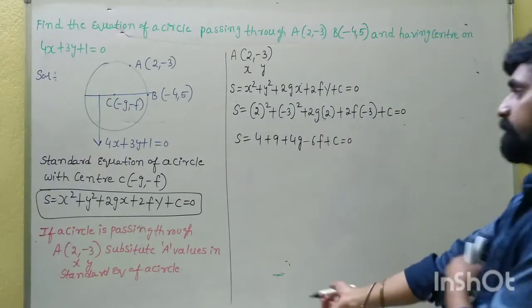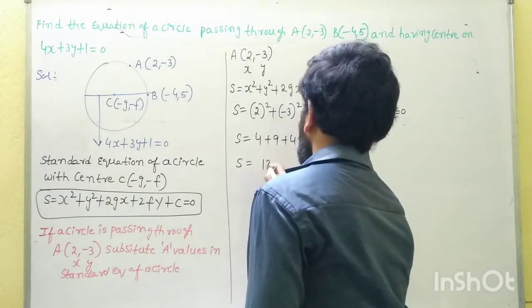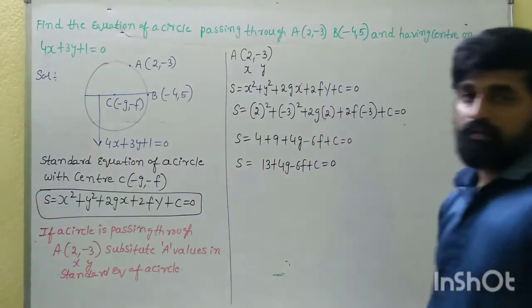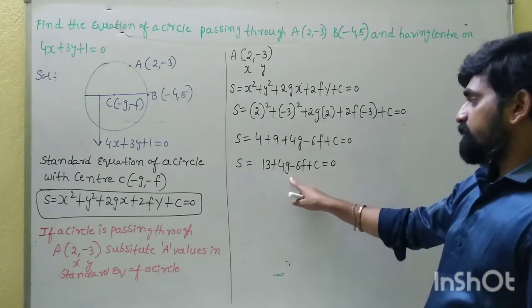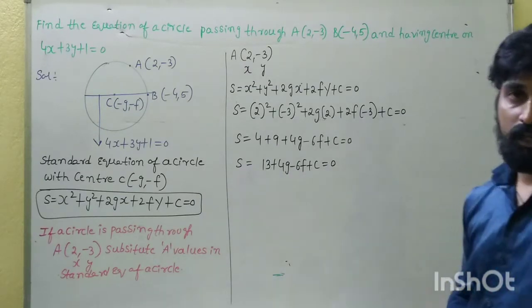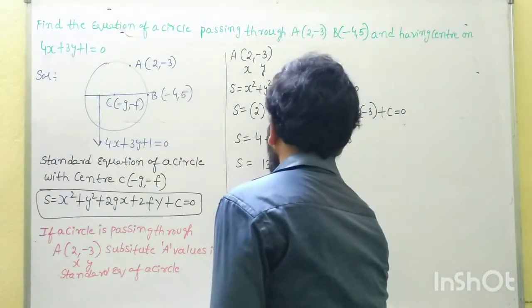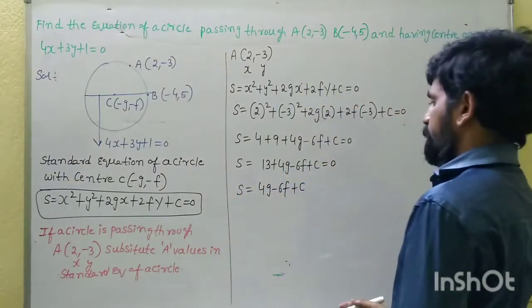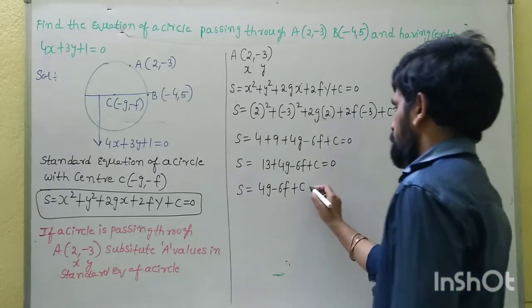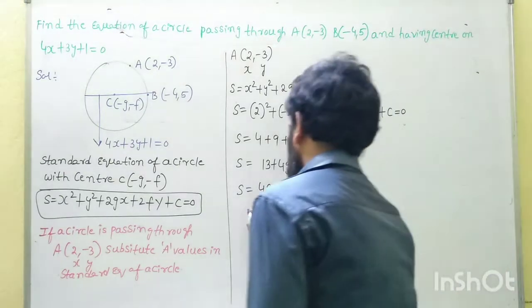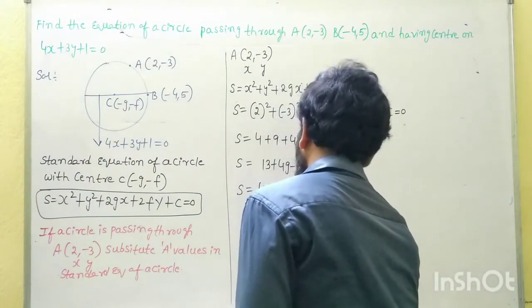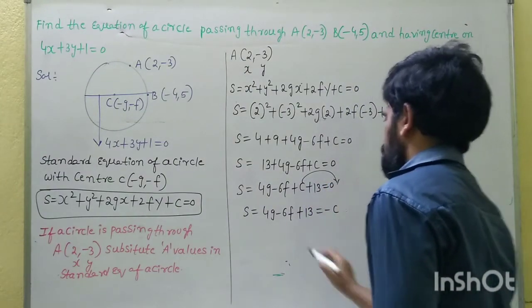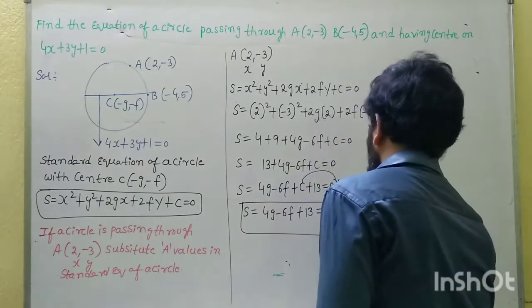Then S equals 13 plus 4g minus 6f plus c equals 0. Then it will be 4g minus 6f plus c plus 13 equals 0. You can write 4g minus 6f plus 13 equals minus c. This c becomes minus here, minus c. So let us keep it as equation 1.